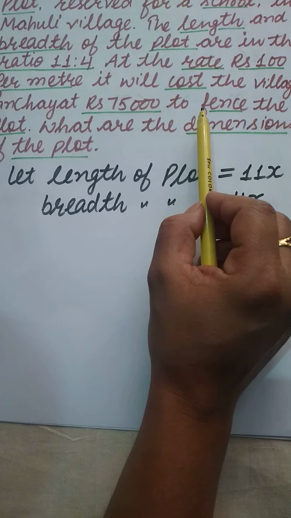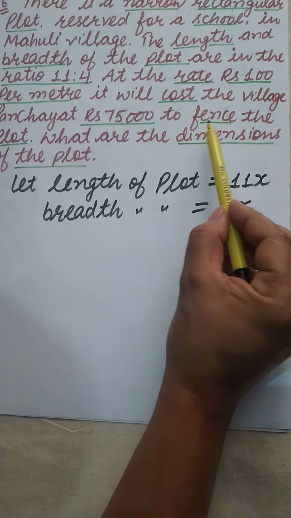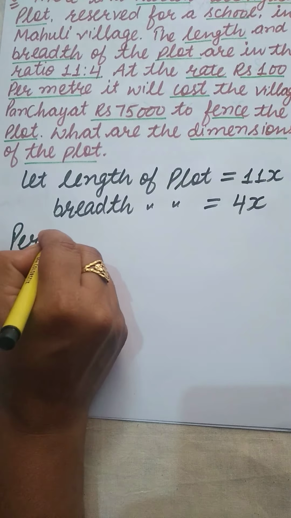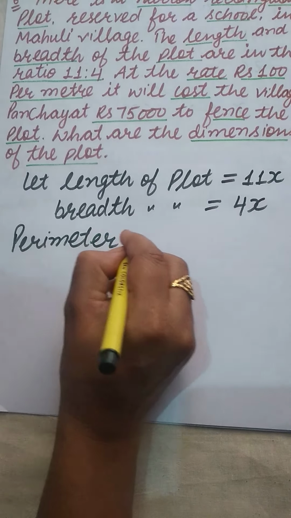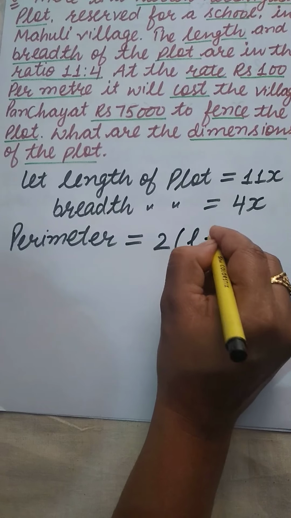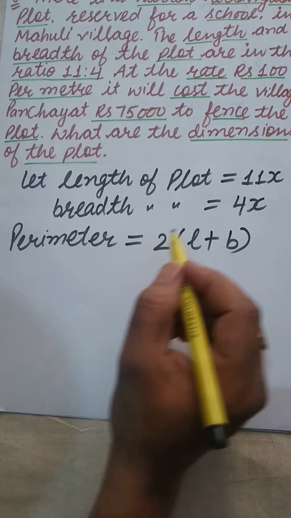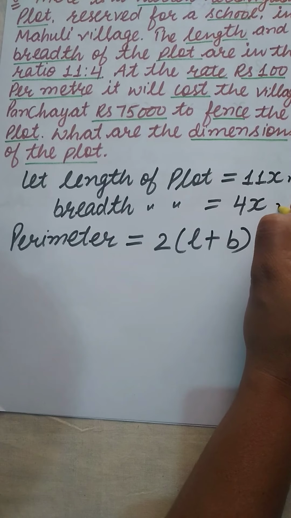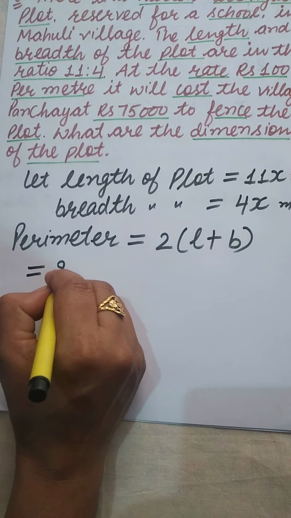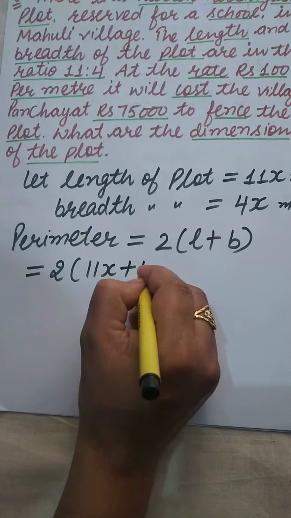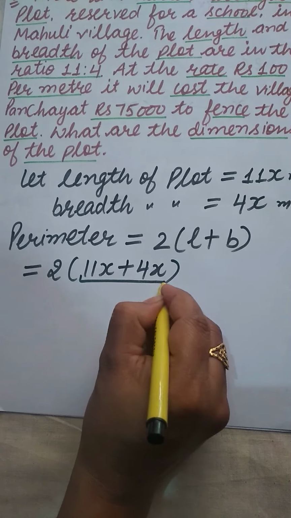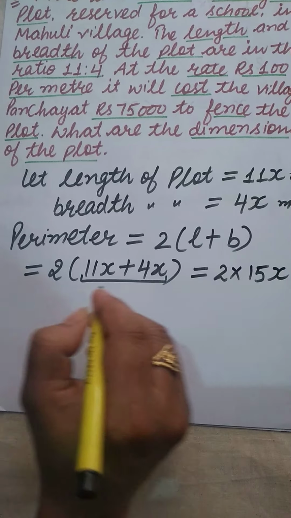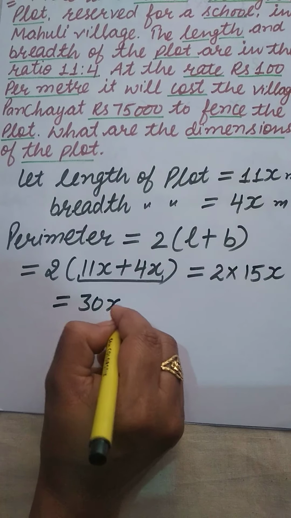As it is to be fenced, when we are to do the fencing, we will find the perimeter. So the perimeter of a rectangle is equal to 2 into (length plus breadth). The length is 11x meter and breadth is 4x meter. So it will be 2 into (11x plus 4x), that is 11x plus 4x is 15x. 2 multiplied by 15x is 30x meter.